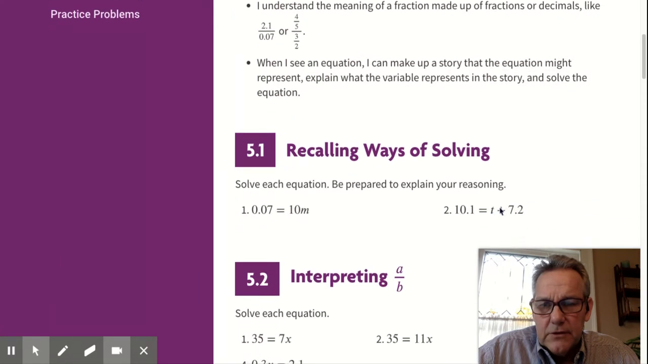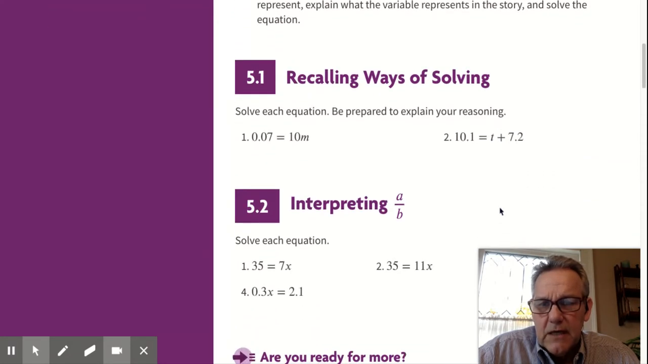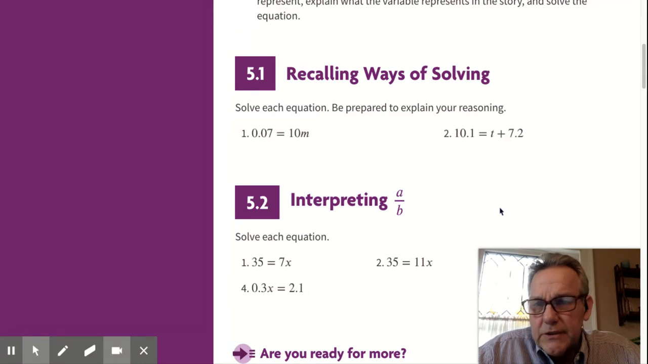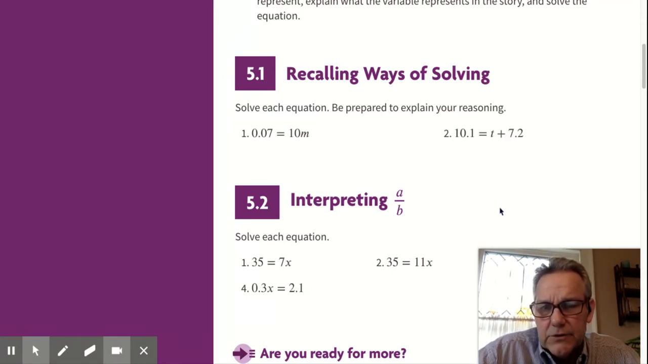In the first little exercise here, we're going to solve each equation. We're going to do this together today. So let's look at the first equation. It's 7/100 equals 10 times whatever m is. Notice that the 10 is attached to the m through multiplication because there's no symbol between it. So we're going to divide both sides by 10, the right side by 10, and also this side by 10, and that's going to be equal to m.